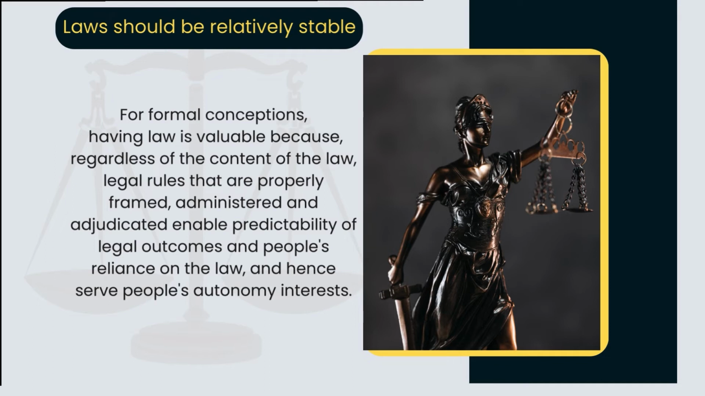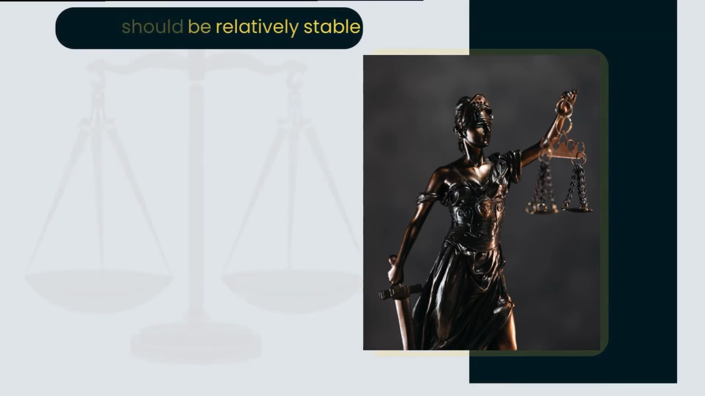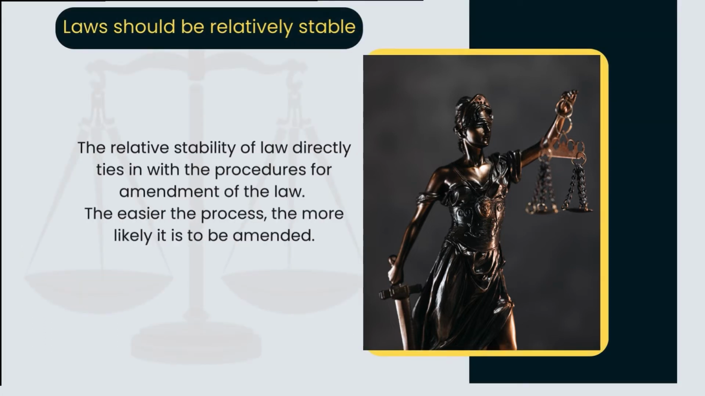Laws should be relatively stable for formal conceptions. Having law is valuable because regardless of the content of the law, legal rules that are properly framed, administered and educated enable predictability of legal outcomes and people's reliance on the law, and hence serve people's autonomy interest. The relative stability of the law directly ties in with the procedures for the amendment of the law. The easier the process, the more likely it is to be amended.